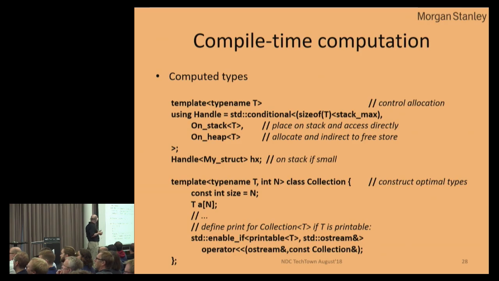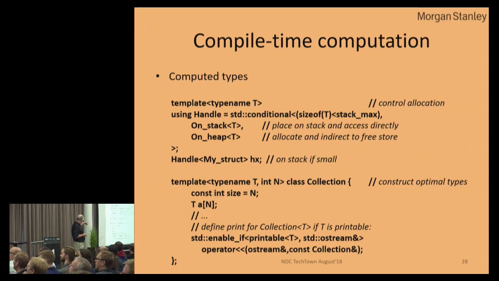Here's an example, a traditional example. Here, I want a handle, and if I can put the things it's a handle to on the stack, if it's small enough, I use the on-stack way of allocating it. Otherwise, I use on-heap. I can compute that. Small objects go on the stack, big objects go on the heap. That in some cases is a very useful technique.